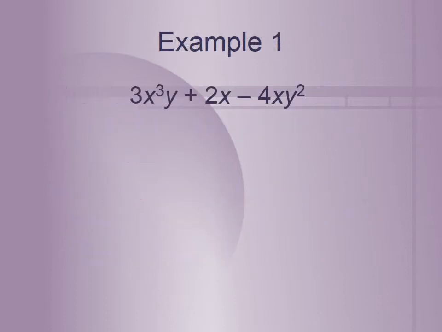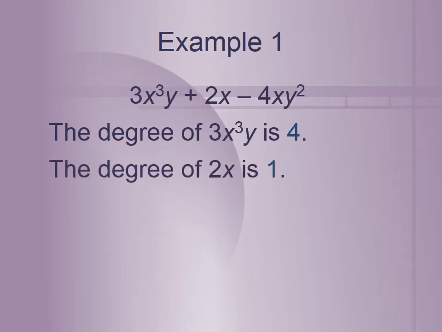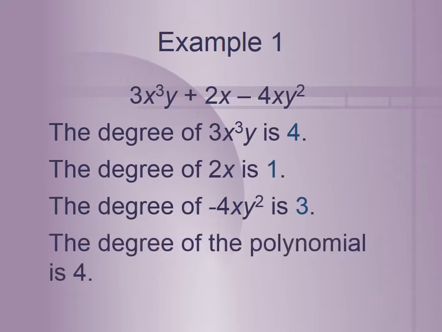So for example, 3x cubed y plus 2x minus 4x y squared, the degree of our first term is 4 because 3 plus 1 is 4. The degree of our second term, 2x, is just 1. And the degree of our third term, negative 4xy squared, is 3. So the highest degree is 4. So that means the degree of our polynomial is 4.